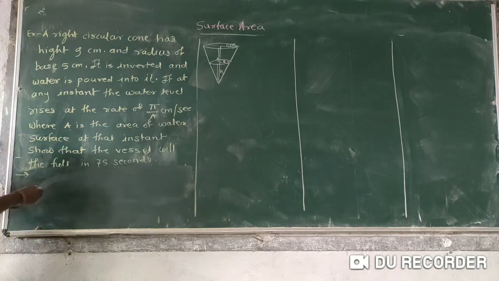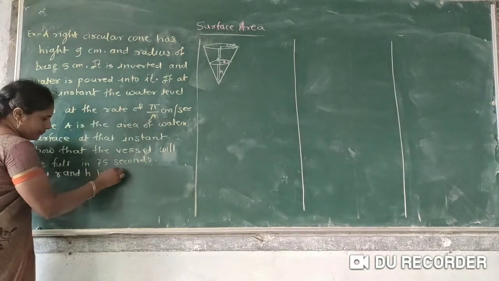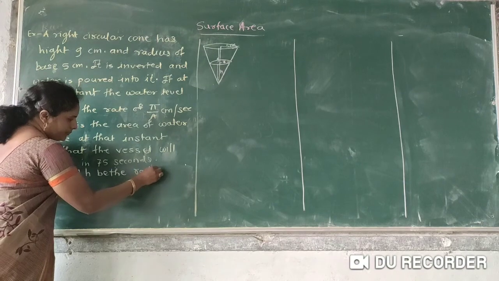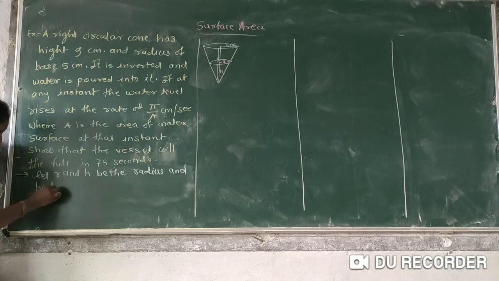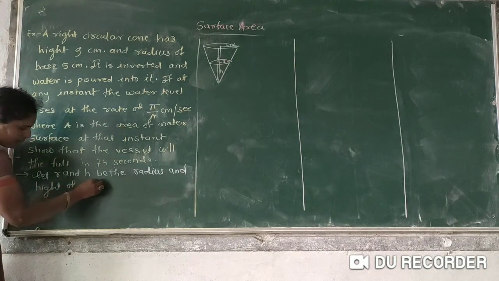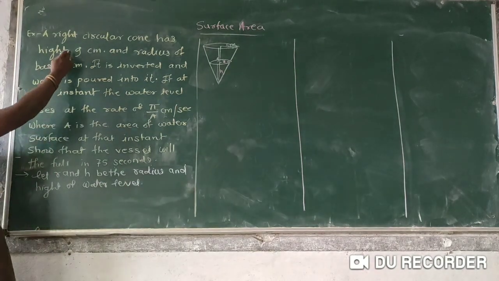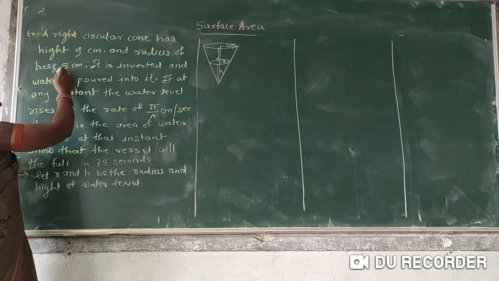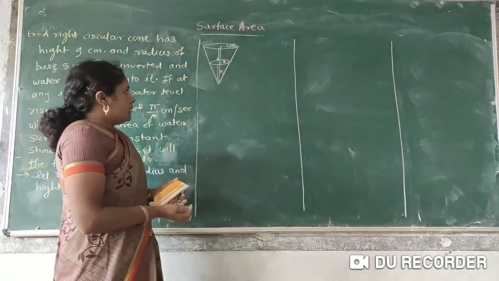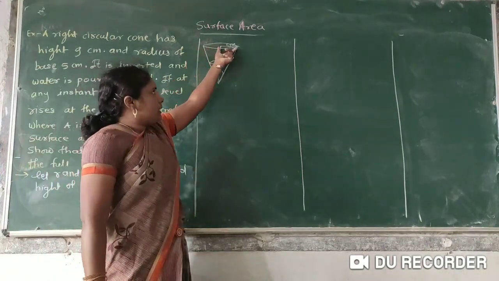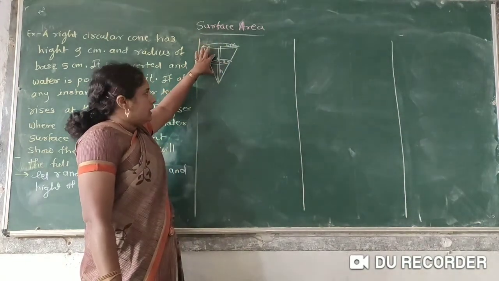Suppose let R and H be the radius and height of the water level, and given the height of the right circular cone is 9 cm and radius of base is 5 cm. See in the diagram, this is the right circular cone, and the radius of the base is 5 cm and the height of the cone is 9 cm.